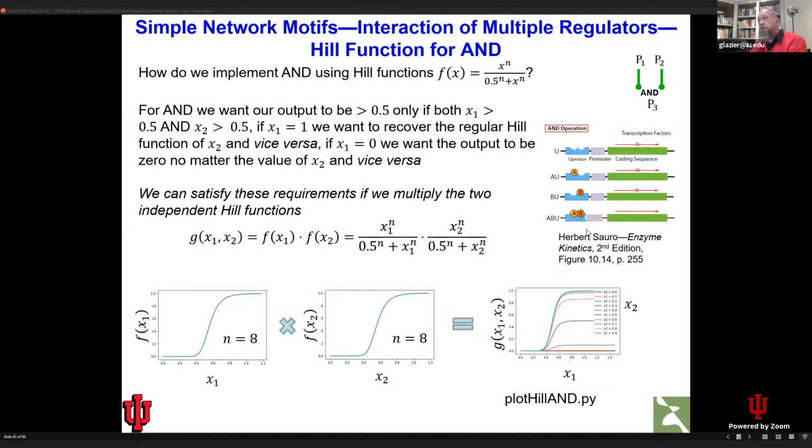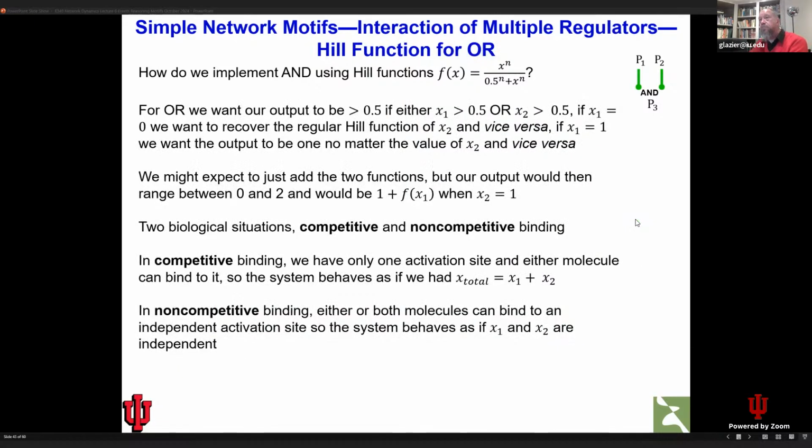But this is what's called, here he talks about AND operation. You need A and B to both bind to turn on the gene. What about an OR? Now here I say AND and it should say OR. That's a typo.